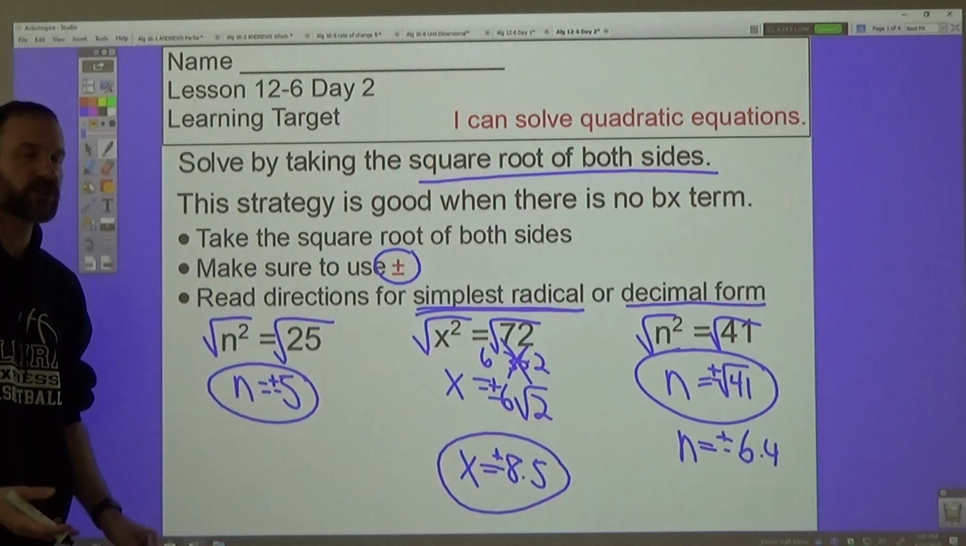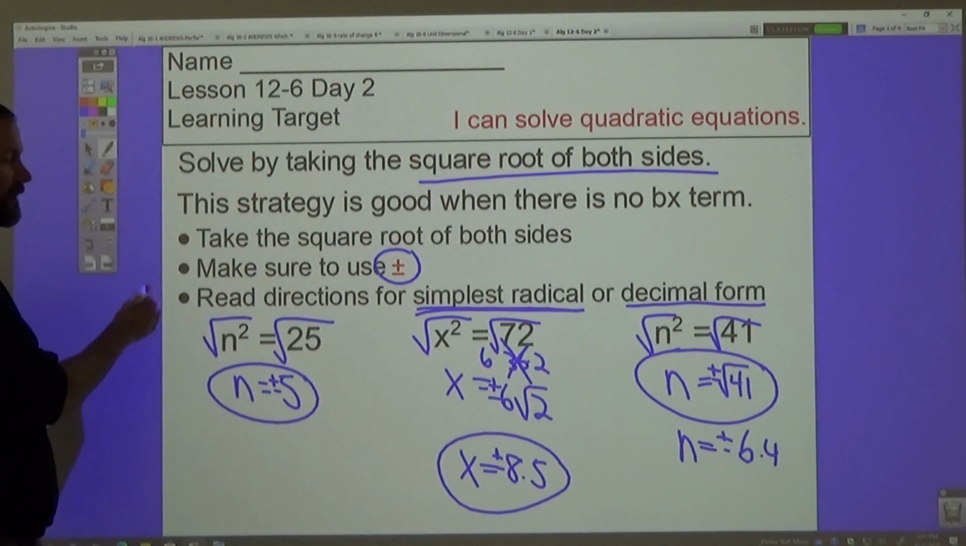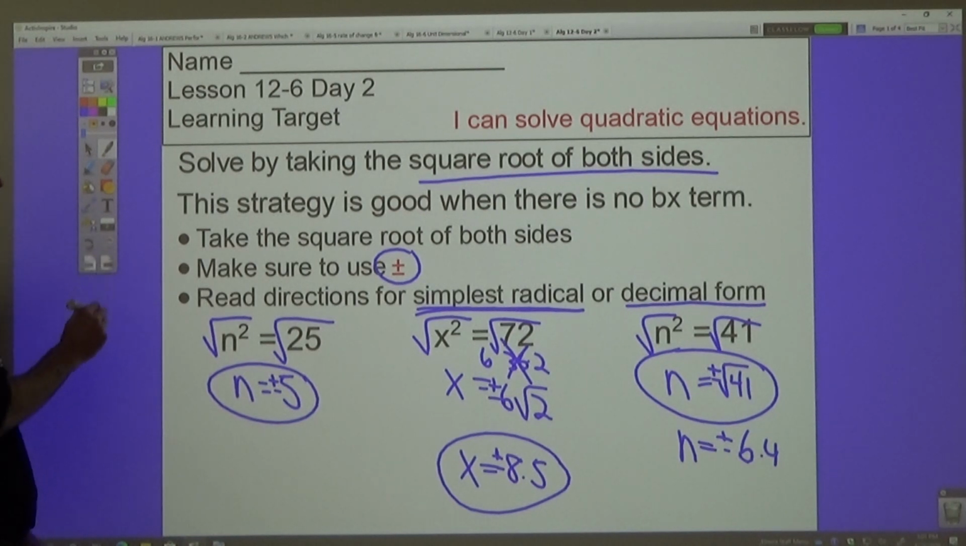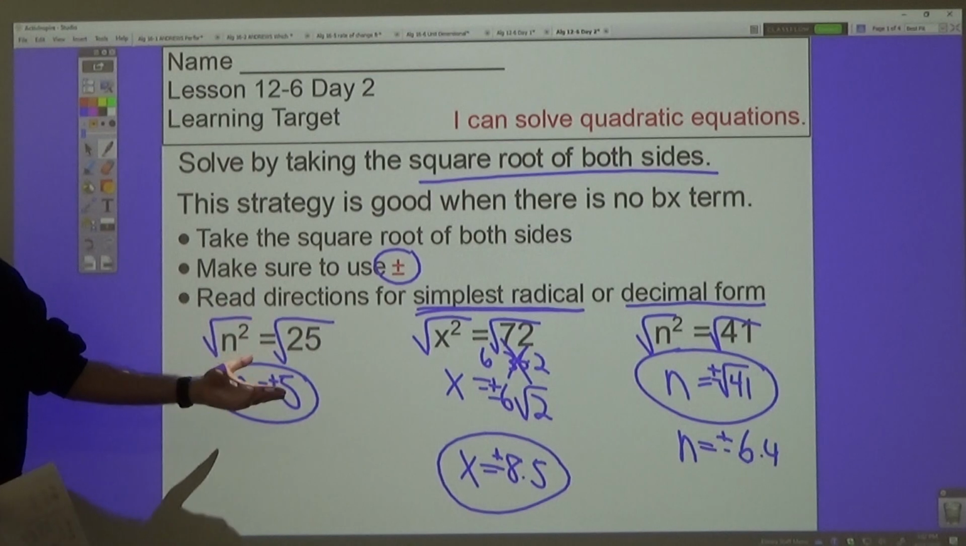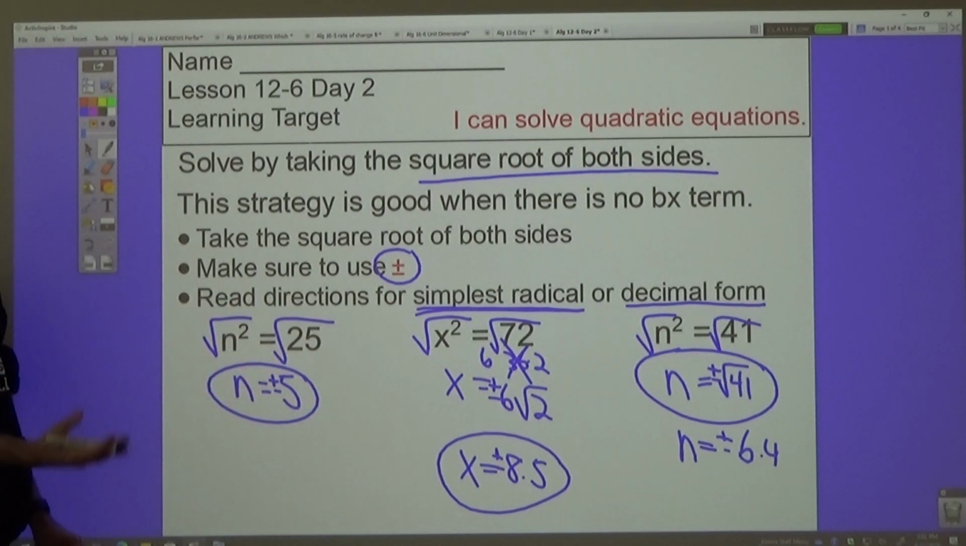So again, pay attention whether directions say simplest radical form or rounding to the nearest tenth. In this one, when you do it, both of them would be the same. They'd both be plus or minus 5, simplest radical form and decimal form.